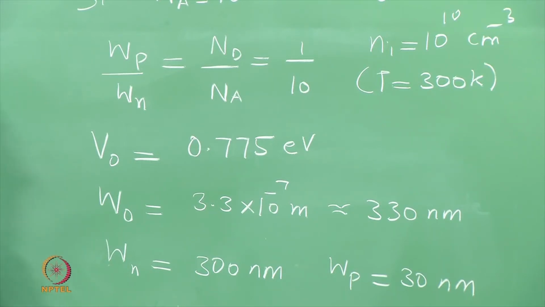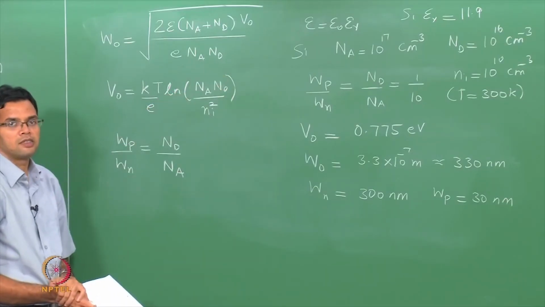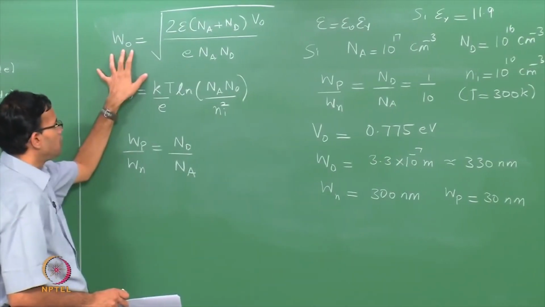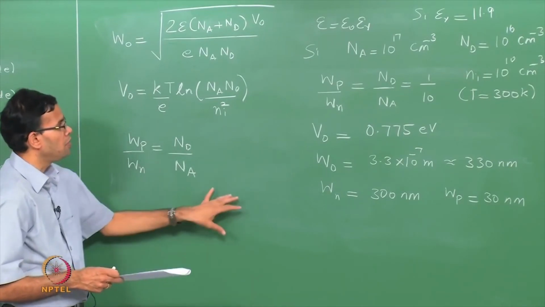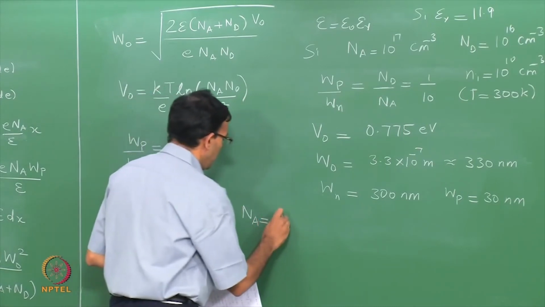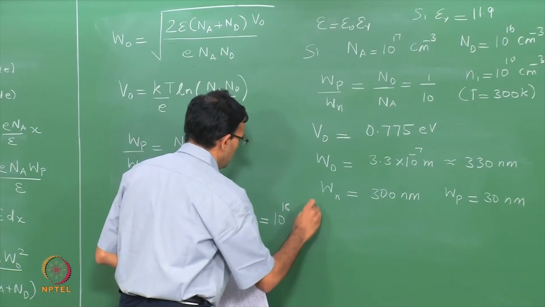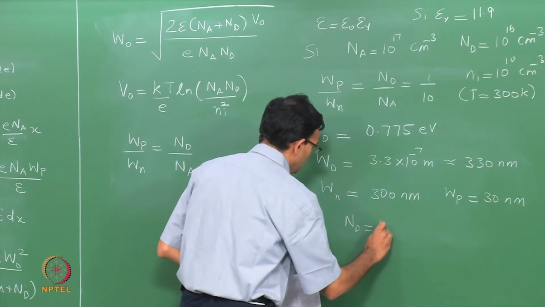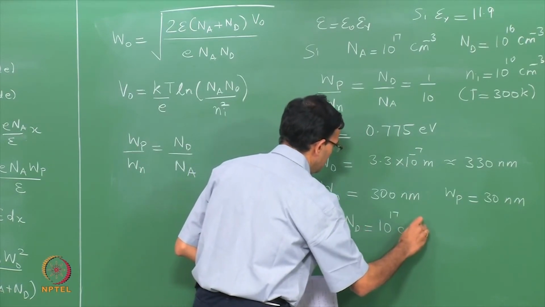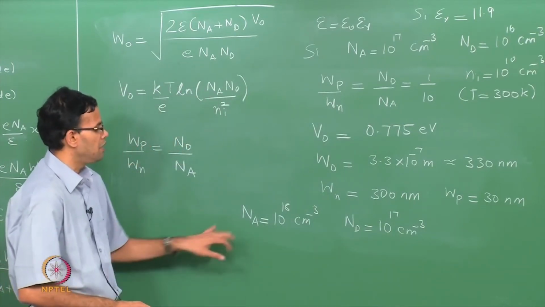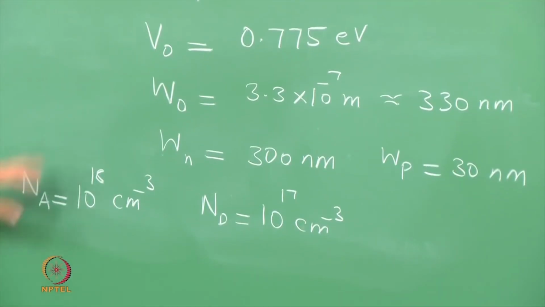The width of the depletion region is inversely proportional to the concentration of the carriers. So, if you have a higher value of Na or Nd, then the total width will be lower. If you want to rework this with Na increased 10 times to 10 to the 18 per centimeter cube, similarly Nd is 10 to the 17. So, we have increased both Na and Nd 10 times, but the ratio is still the same. We can redo these calculations.